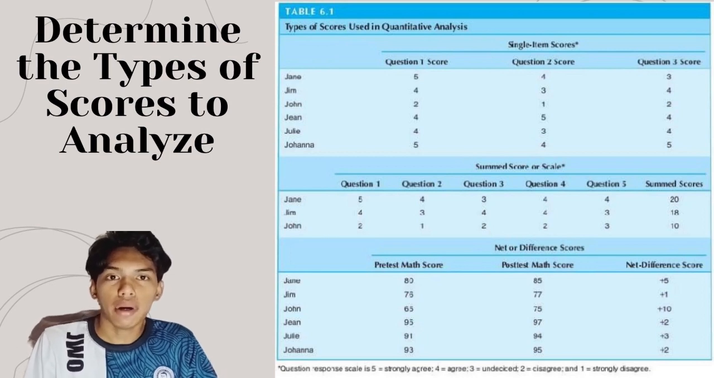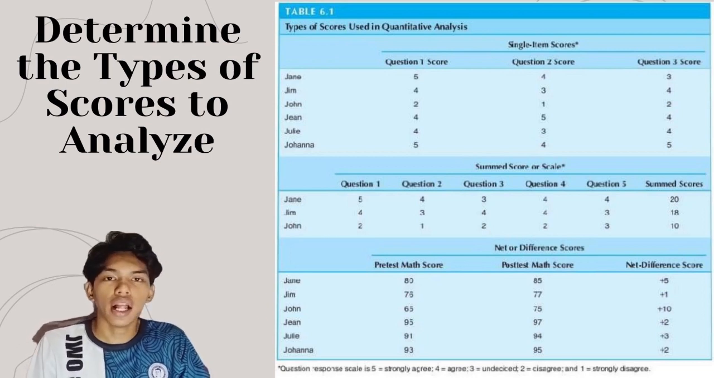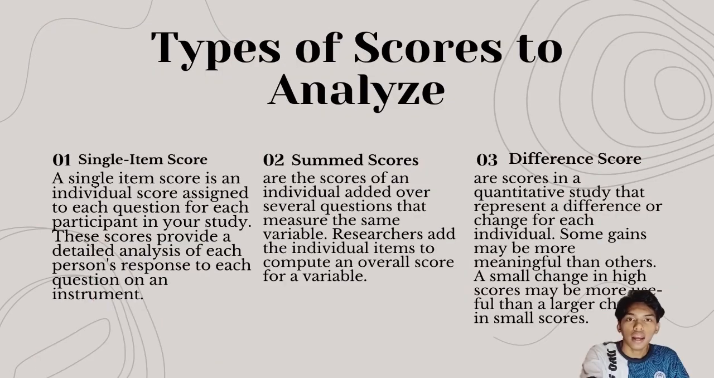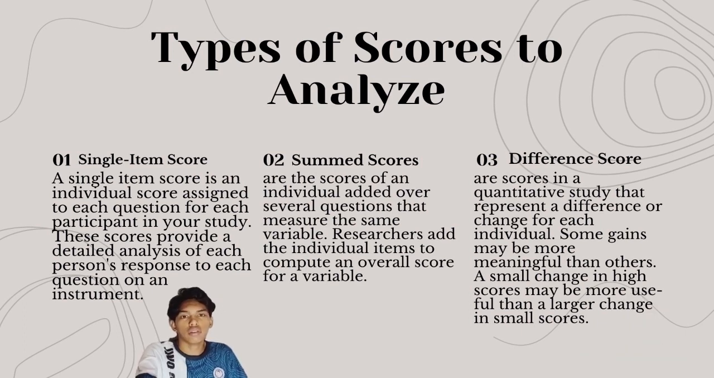We're going to learn about three special types of score that help us make sense of data. Let's dive into single item score, sum score, and difference score. Single item score. Imagine you have a single question in a test. When you answer that question, you get a score based on how well you answer. This is like a single item score, where we score one thing at a time. Now let's talk about sum score. It's like adding up scores from different questions in a test to get your total score. This sum score gives us a big picture of how well you did overall.